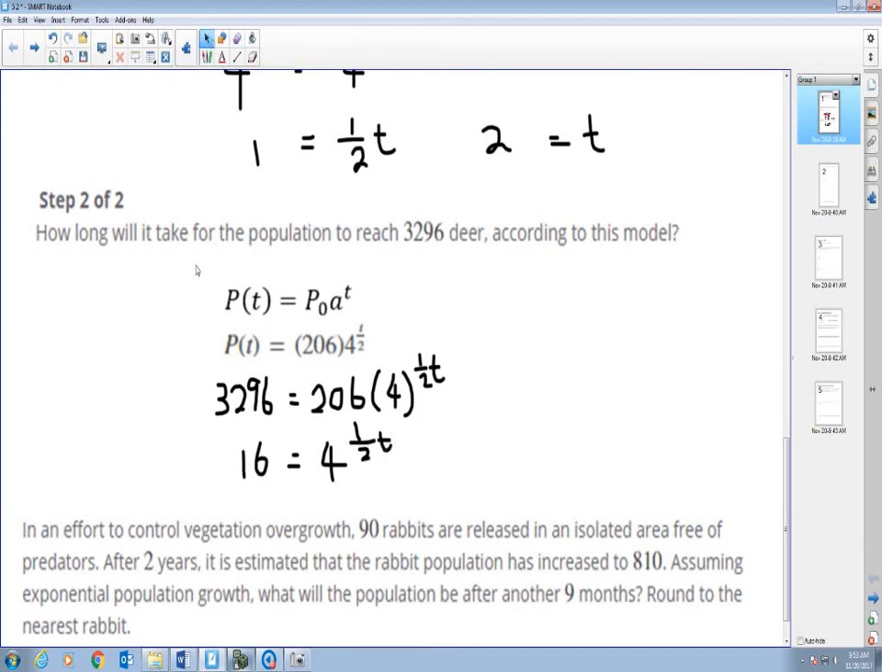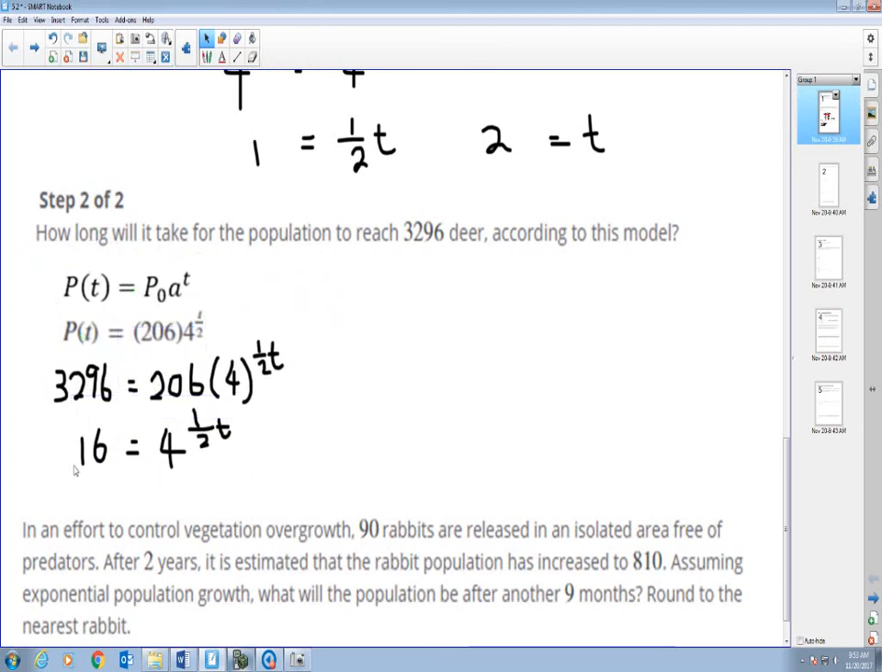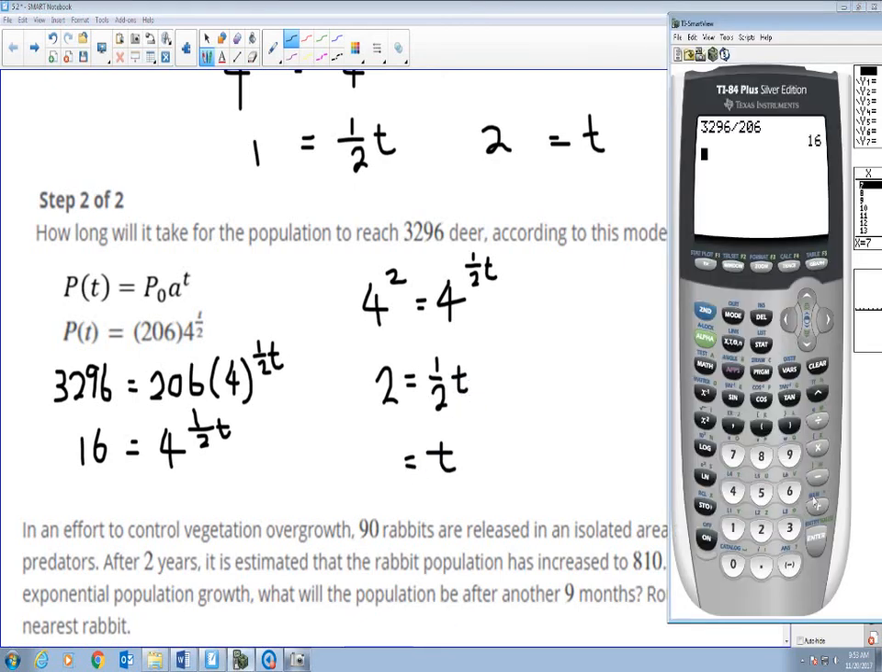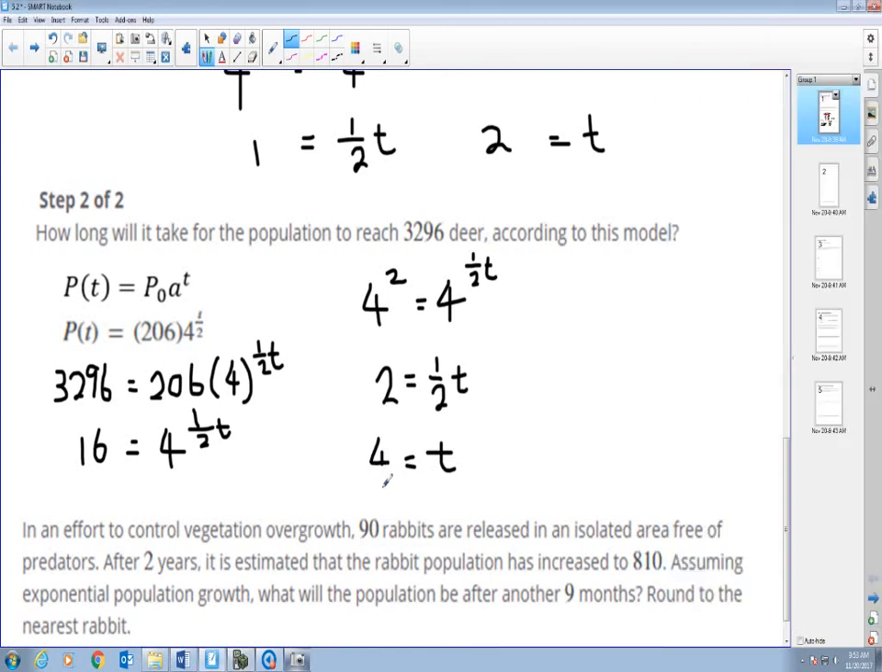Alright, I know I can make my 16 into a base 4, so that will be 4 squared equal to 4 to the half t power. Once the bases are the same and equal to each other, we set the exponents equal to each other. So to get time by itself, I will divide both sides by half. That will be 2 divided by 1 over 2. So my answer will be 4 years. So 4 years later, my population will reach 3,296.